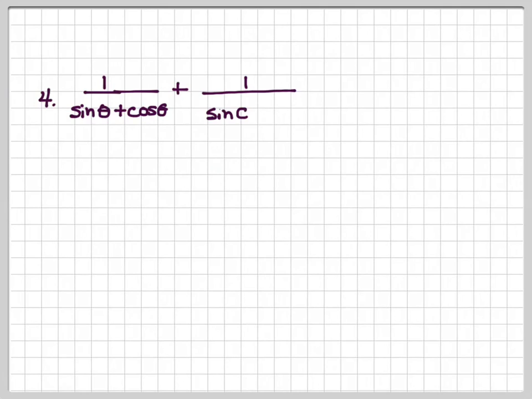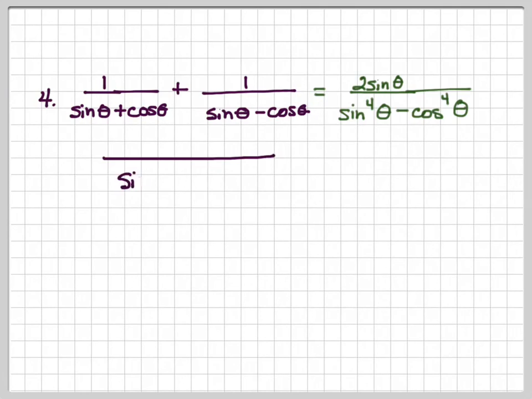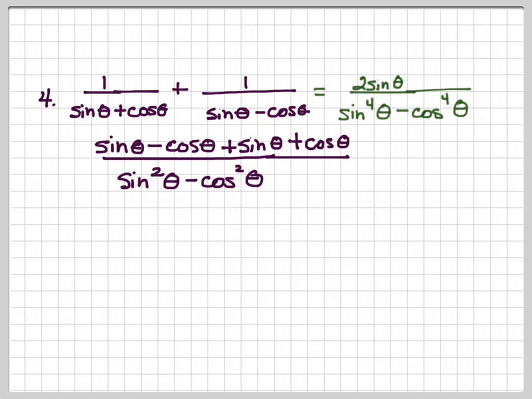Number 4. This is what the problem is. Okay? I am going to work with the left-hand side. And if I find my common denominator, it will be sine squared theta minus cosine squared theta when I multiply those two denominators together. So I've got to put sine theta minus cosine theta on the left, and sine theta plus cosine theta on the right. I'm sorry, sine theta minus and then sine theta plus.